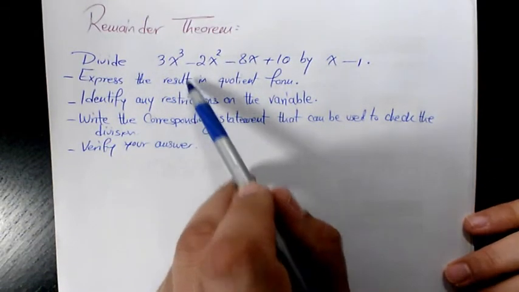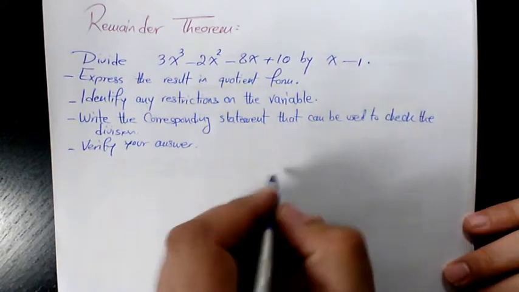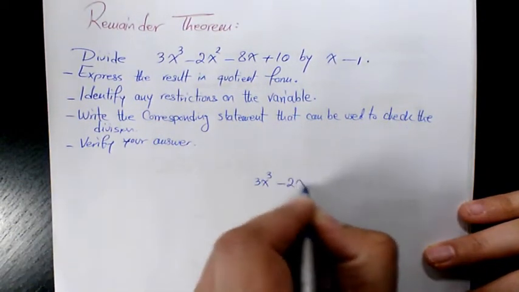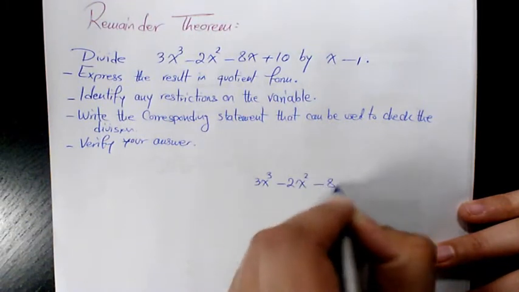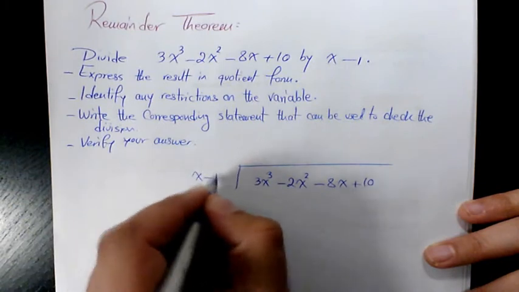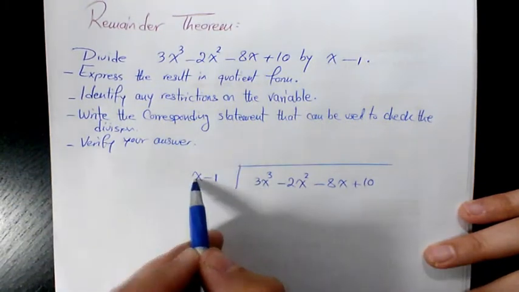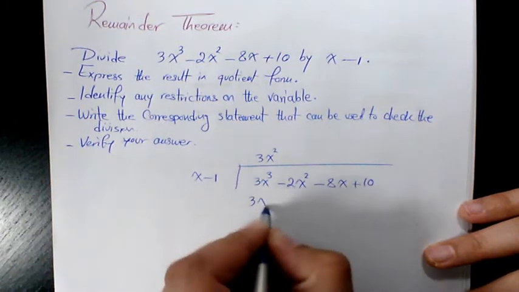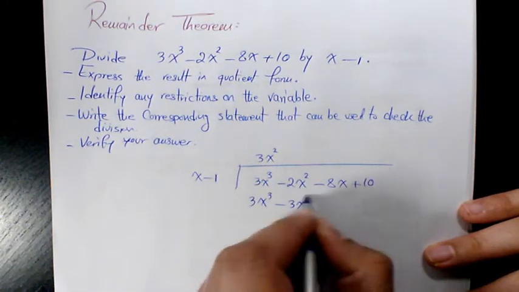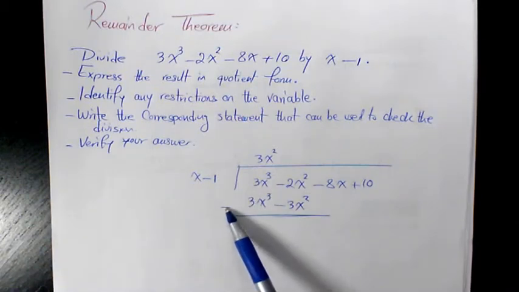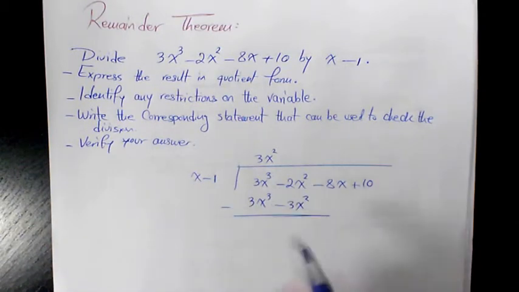First thing, I need to divide this by this. So I have 3x cubed subtract 2x squared minus 8x plus 10 divided by x minus 1. 3x cubed divided by x is going to be 3x squared. Multiply, this is going to be 3x cubed minus 3x squared. When you subtract, these two cancel out and we have x squared.